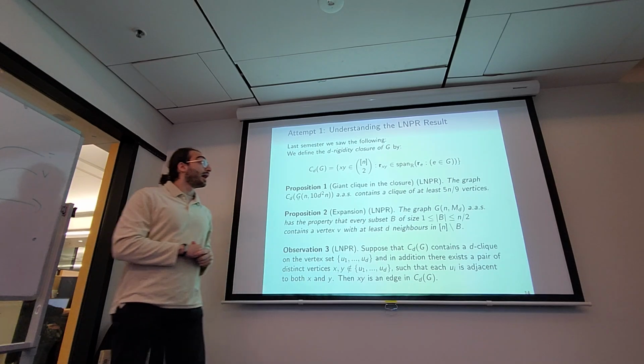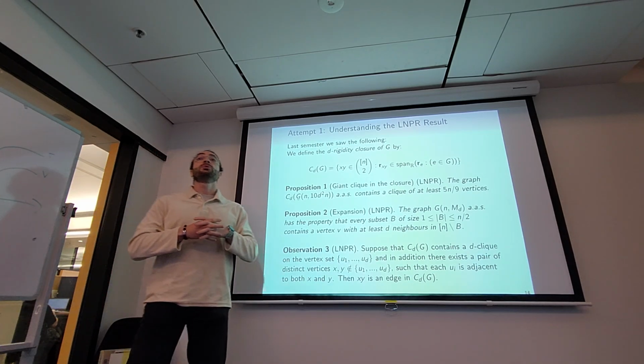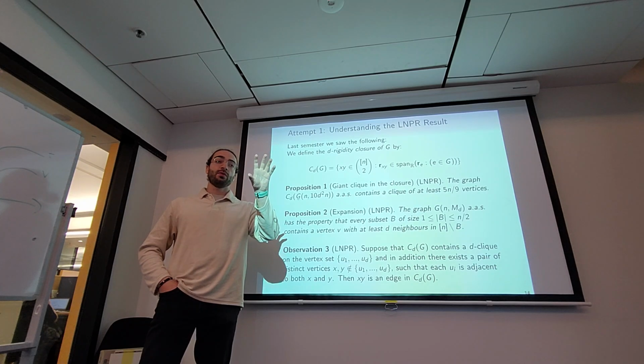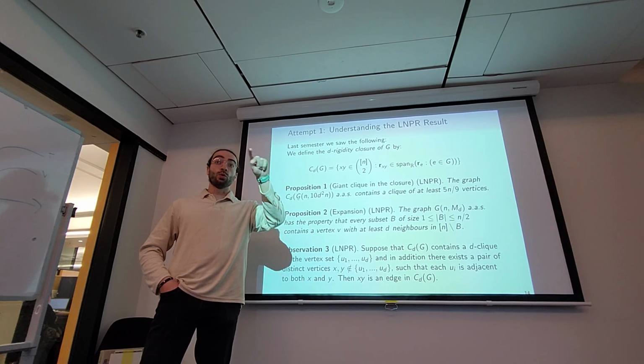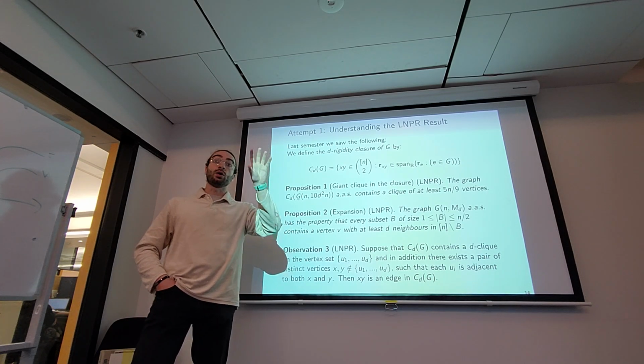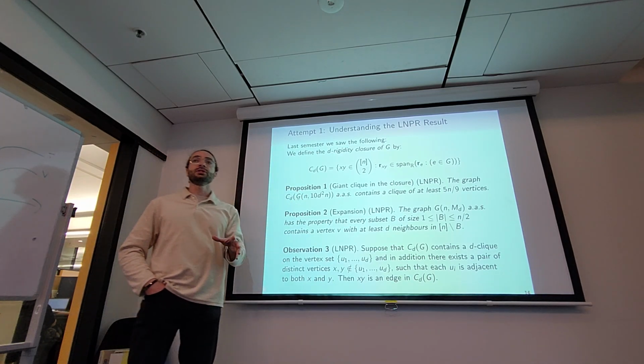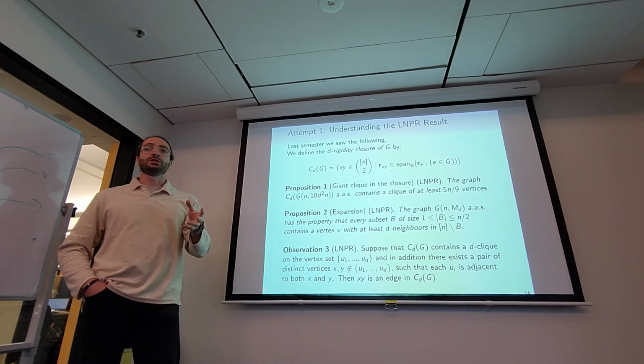And so the closure contains every edge which is already in our graph, but then if you find an induced subgraph of our graph which is rigid, all the edges that can exist there are also included in the closure. So you can imagine if our entire graph is rigid, then the closure is just every single edge that's possible.